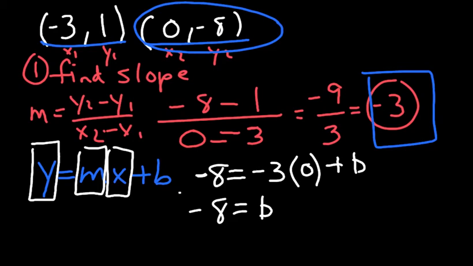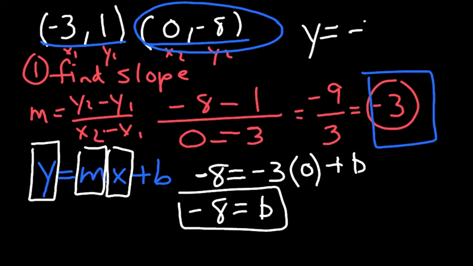Now I have a b and I have an m, and I'm going to write the equation of the line. So the equation of the line is y equals negative 3x plus negative 8. Some people get confused right here because they want to try to put a number in for y and x, but we're not. Now we're writing an equation. All equations in slope-intercept form have a y variable and an x variable. The numbers are the m and the b.